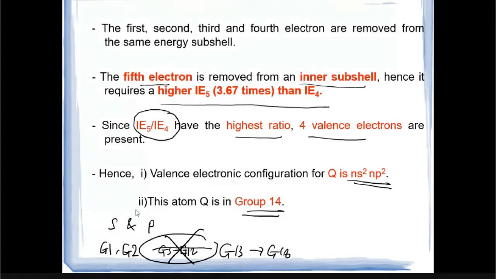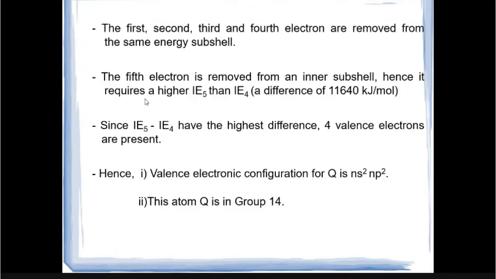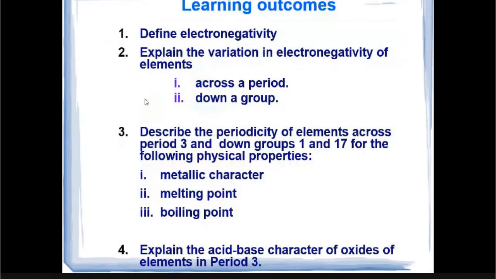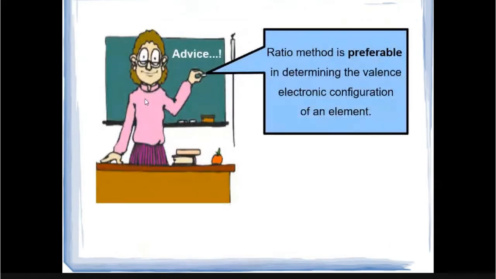So based on the ratio, again, IE5 to IE4 is the highest ratio, meaning that here there are 4 valence electrons, and then the fifth electron is removed from a completely filled inner subshell. Okay, clear. Yes, the ratio method is preferable to determine the valence electronic configuration of an element. Any question for the successive ionization energy?